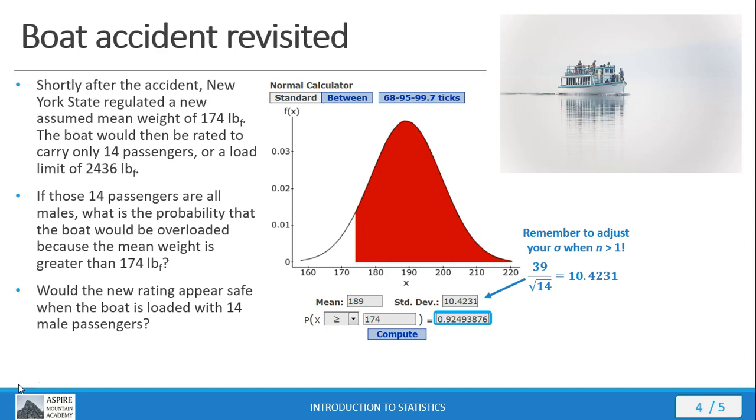Well, I hope you said that, yeah, it's not really safe. I mean, 92% chance of overload, that's still pretty high. I mean, granted, it's not the 100% that we saw earlier, but 92%, yeah, that's not really much of a safety improvement there. Granted, you're moving in the right direction, but you need to move a lot more in that direction in order to have a boat that's really reasonably safe.